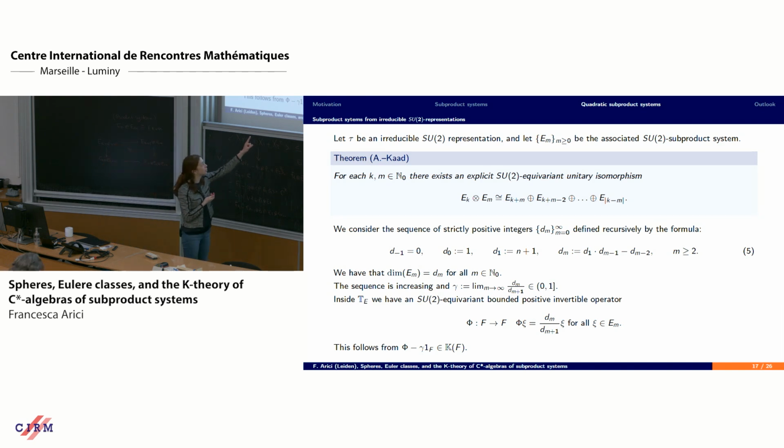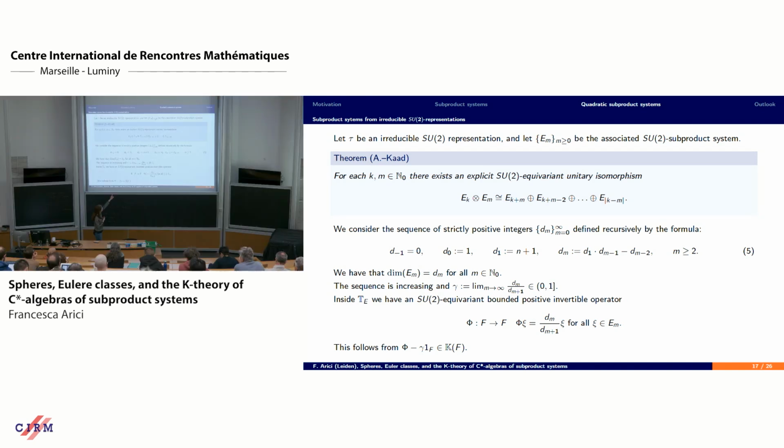We defined this operator that we called phi. It's defined on the Fock space, and it maps xi to xi times the ratio m over m plus 1. This seems a bit arbitrary here, but if you look at how everything is defined, you immediately realize that it has very nice properties, because if you define gamma to be the limit of that ratio, then phi minus gamma times the identity is compact.